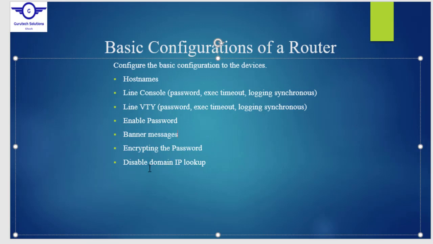Okay? And disable domain IP lookup. Suppose we are configuring a device and we type a wrong command that is very similar to the correct command. The device will initiate a DNS function to check if that typo exists. And that really takes a lot of time, around 30 seconds to 1 minute. That's a lot of time for a network engineer. So we want to disable that scenario. And guys, let's go to our practical so that we can understand much more about them.